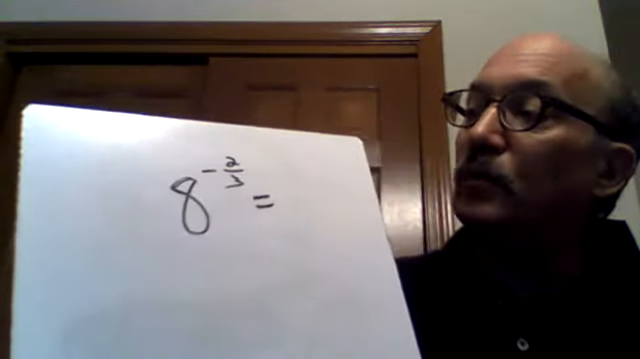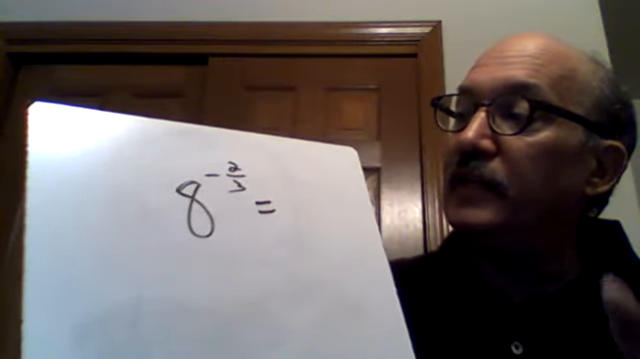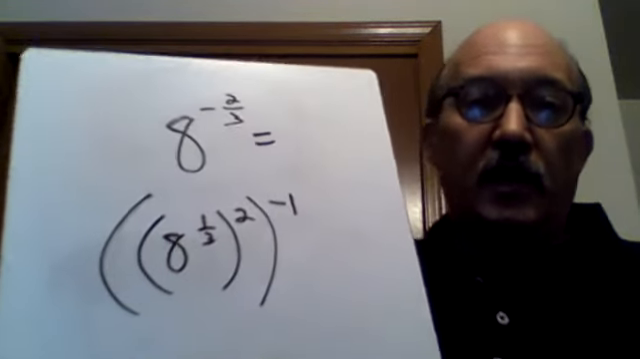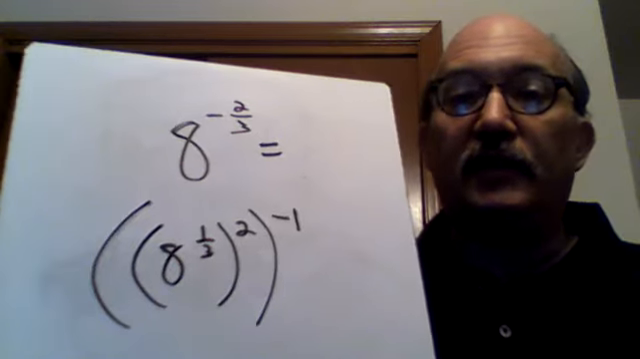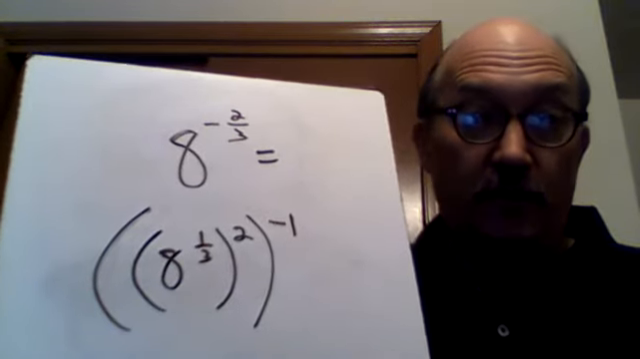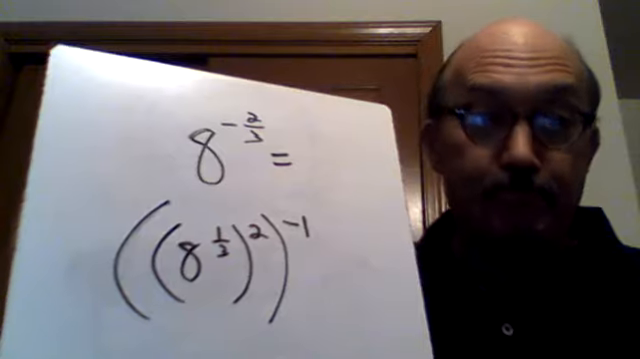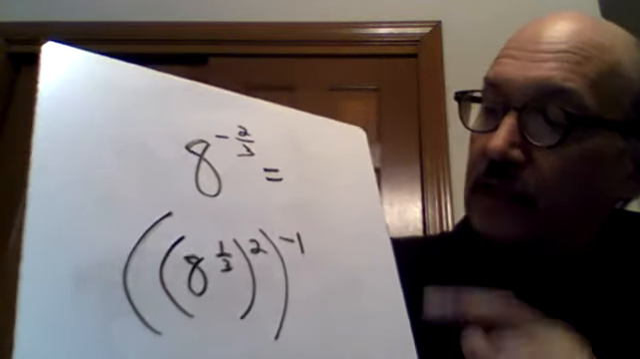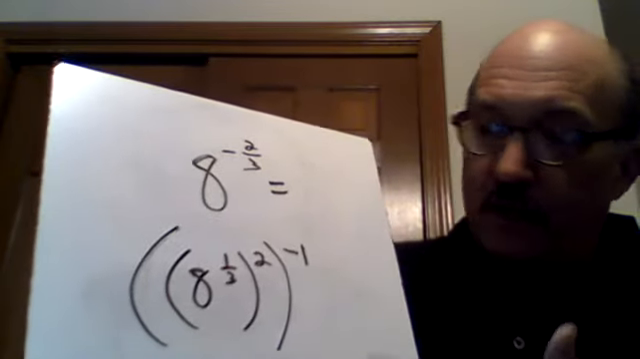Here's how we're going to think of 8 to the negative 2/3 power. We're going to think of it as 8 to the 1/3 raised to the 2, and then raised to the negative 1. Notice the nested parentheses here. Sometimes we have a need to write nested parentheses like that. Now, I'm not suggesting that you have to write this all out like that. You should get to the point fairly soon where you can do this mentally. But let's understand how I set it up and why.